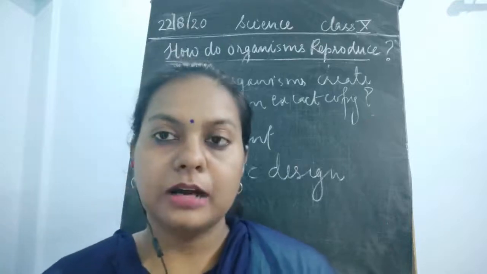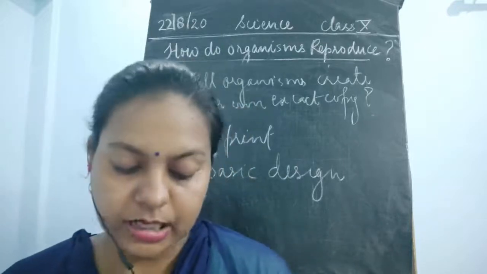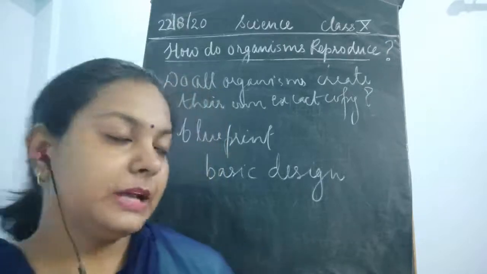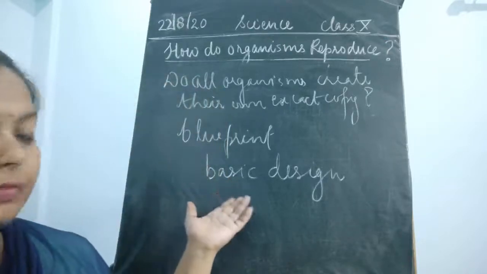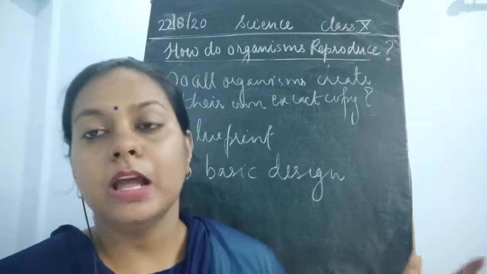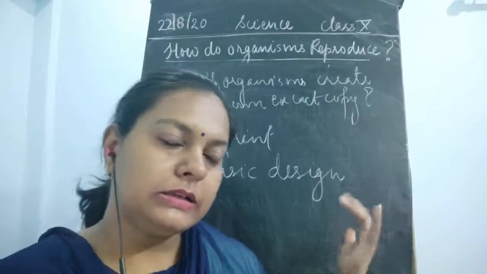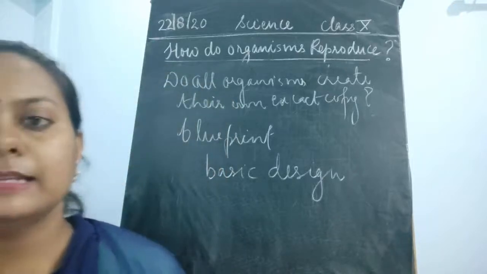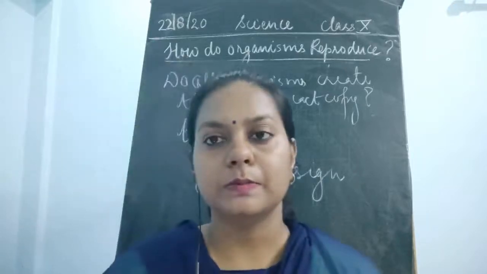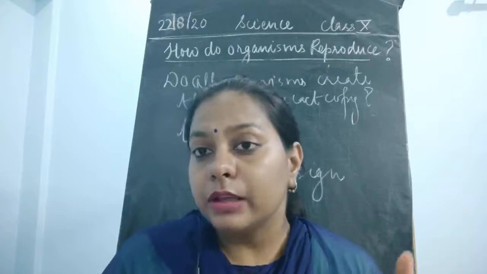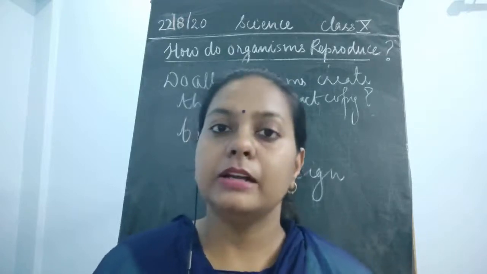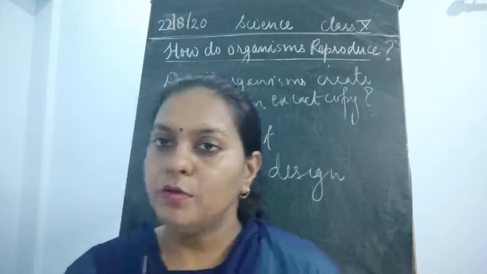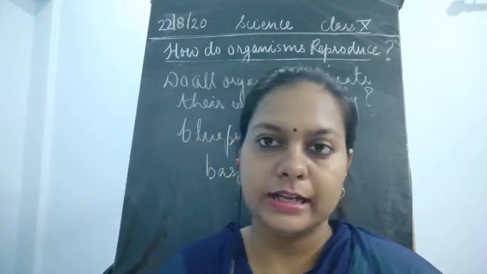If you have to make a house, then what happens? The engineer starts drawing a map, or the basic design is drawn. So that is said to be the blueprint. What is the blueprint? Blueprint means it is a basic design. Now I am saying that all the organisms have their own basic design. It is very similar. So how is this possible, that if they are looking alike, are they exactly having the same copy of DNAs and RNAs, the genetic material?